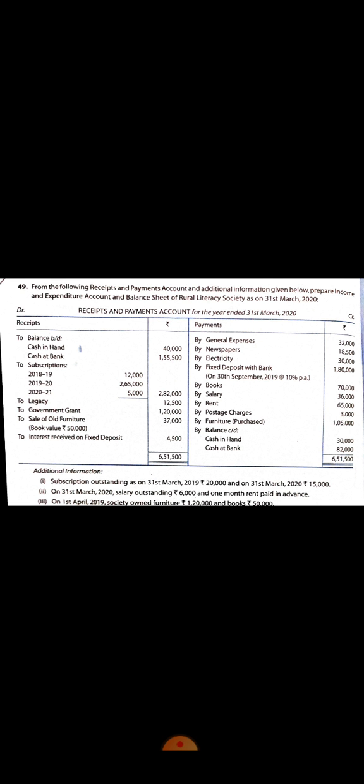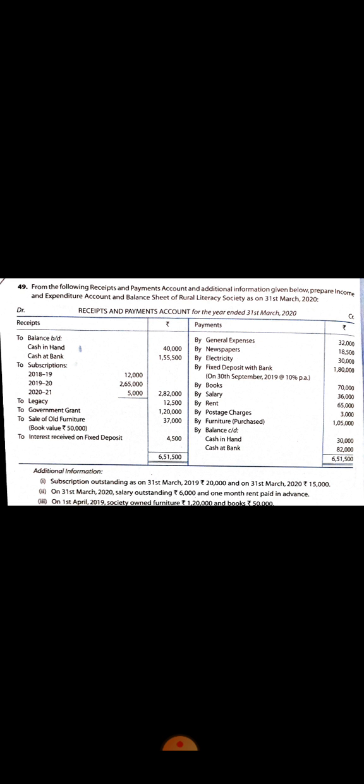Subscription as at 31st March 2020 is 15,000, which includes subscription outstanding for previous year, that is rupees 8,000. So subscription outstanding for current year is only rupees 7,000. Subscription to be credited to income and expenditure account is 2,65,000 plus outstanding subscription for current year 7,000, total 2,72,000.